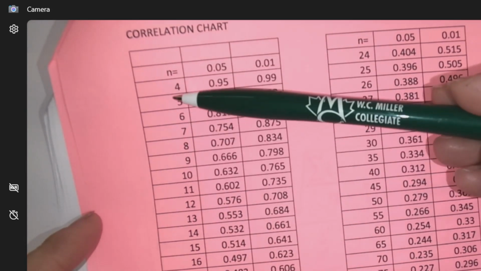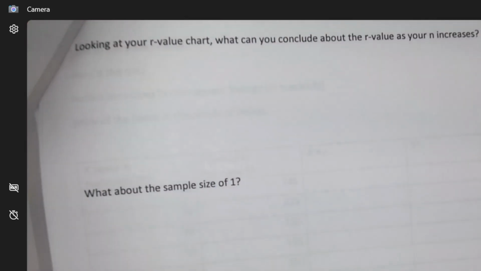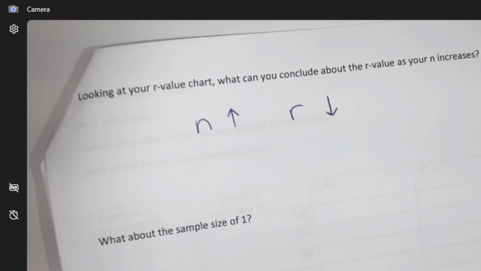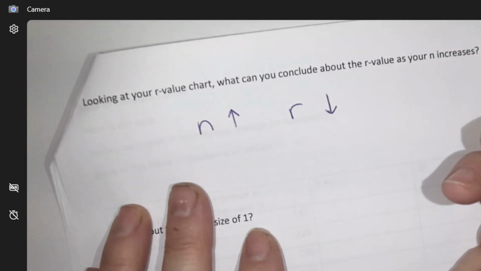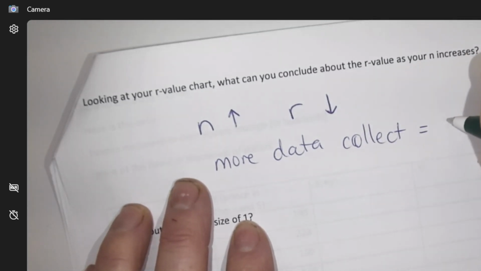Okay, so looking at the chart as we go up, the R values are going down. So what does this mean? The more pieces of data I can collect, I don't need as big of an R value to show that there's a relationship. If I only collect a few pieces of data, I need a really high R value to show that there is a connection, because my data isn't necessarily a good predictor, so then I need a higher R value to show that. So what do I want to say? More data collected equals less R value to show that connection.